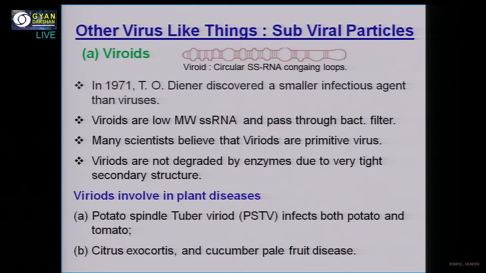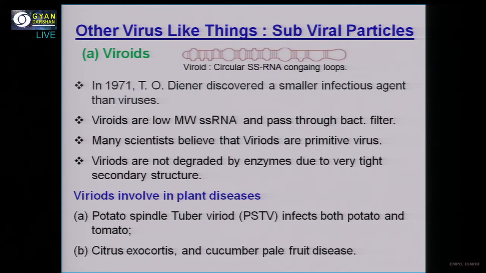Many scientists believe the viroids are primitive viruses. The viroids are not degraded by enzymes due to their very tight secondary structure. You can see in this figure the very tight secondary structure. Due to this secondary structure, nuclease activity will not take place on the viroids, because it is a single-stranded RNA with a lot of loops. You can see these loops or base pairs joined together.